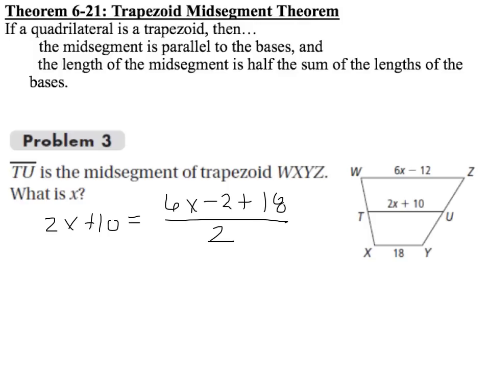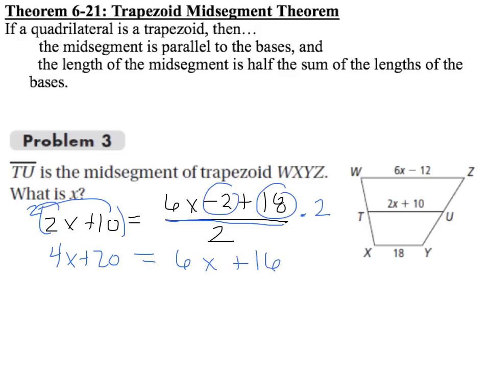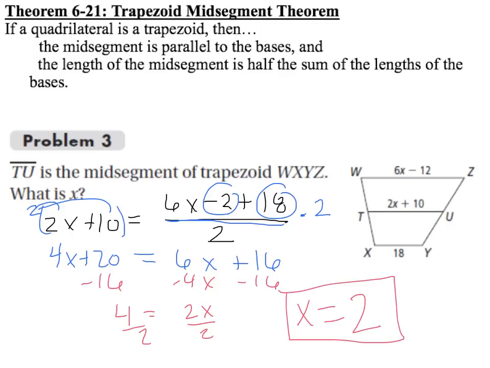What I'm going to do is, since this whole thing is being divided by 2, I'm going to multiply by 2 on one side, and then multiply by 2 on the other side. So I'm distributing my 2 on the left-hand side, and I get 4x plus 20. It's going to be equal to 6x plus 16, because I combined these like terms to get my 16. And now I'm going to solve for x. So I subtract 4x, I have 2x, I subtract 16, and I get 4 divided by 2, so x is equal to 2. That would be my final answer. Again, you just have to set up the equation.